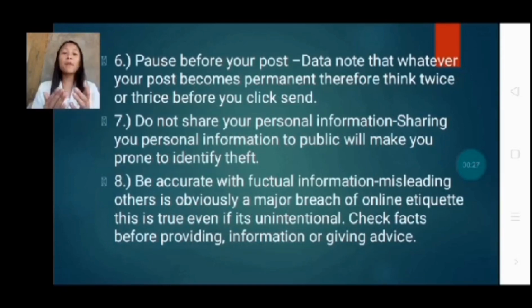Kailangan nating isipin muna bago natin ipopost. Number 7 is do not share your personal information. Sharing your personal information to public will make you prone to identity theft. Ang pag-share ng mga ating impormasyon sa publiko ay maaari tayo mag-prone ng identity thief.